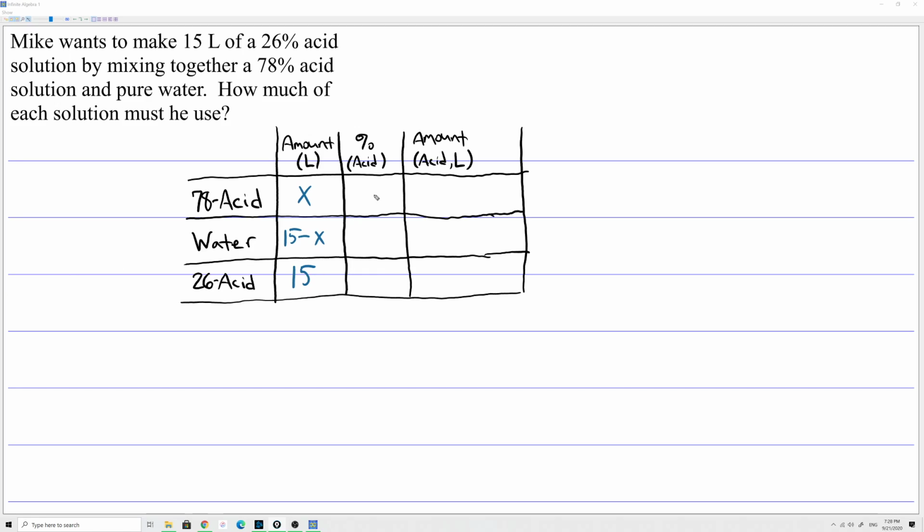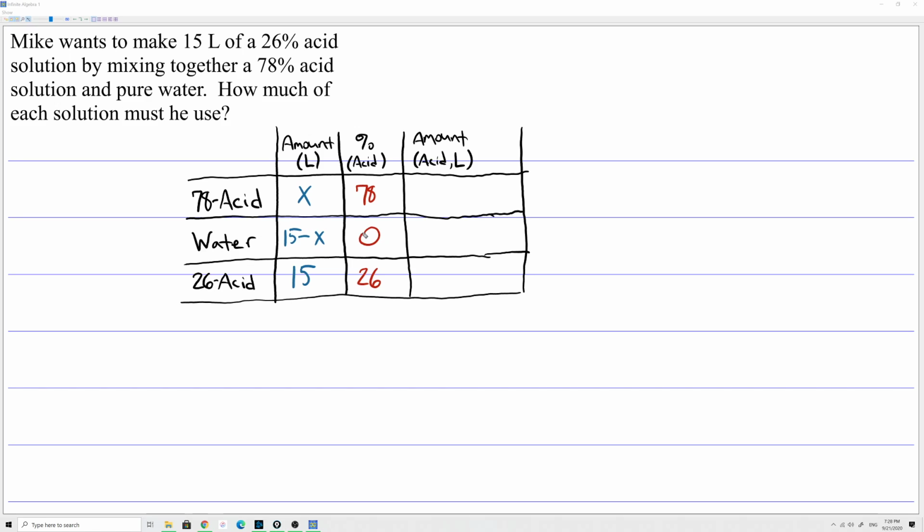Now, for the percentage column, it's pretty simple. 78% acid, well, is 78. It's given to us directly. Our final product needs to be 26% acid. It's this middle box that's the interesting one. This is an example of a pure substance problem. We have pure water here. Well, hopefully, the water that we're using doesn't have any acid in it.